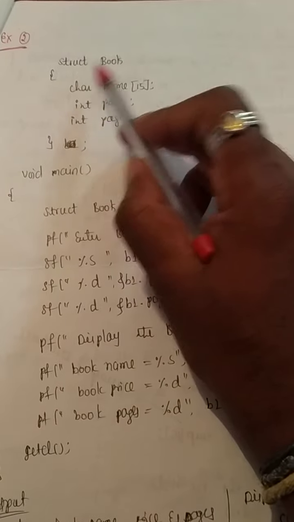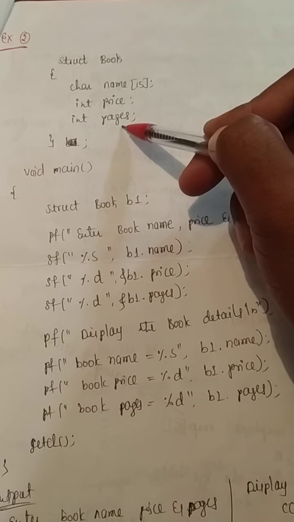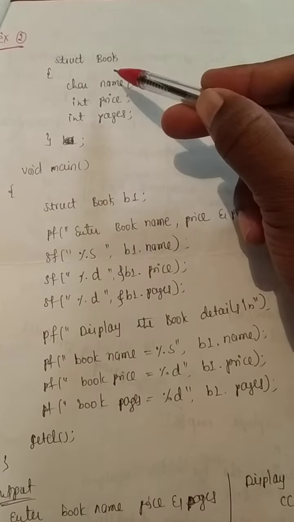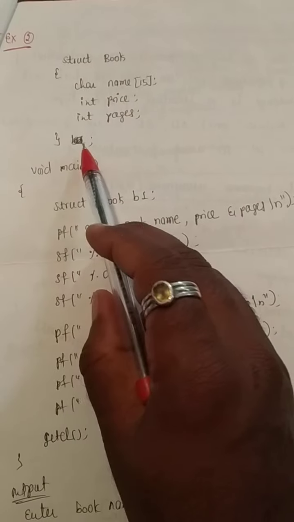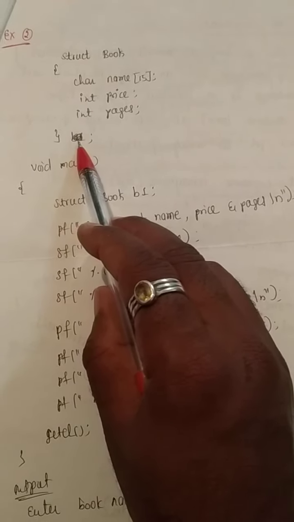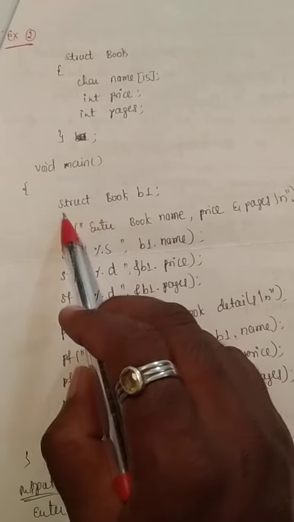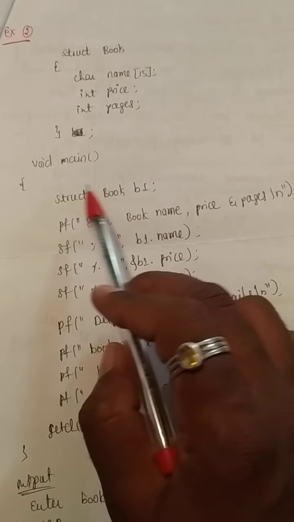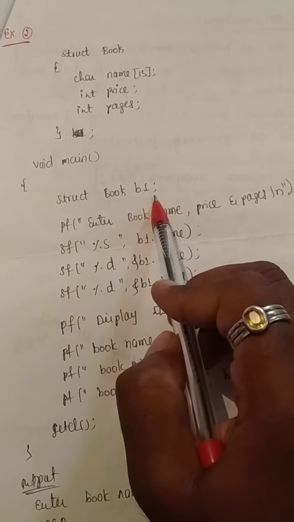Okay. Another example you can see here. I am writing a structure called book. Struct book: book name, then price, and then how many pages it has. I am taking those as three data members: char name, int price, int pages. Then you can observe that I am not initializing any structure variable here. You can initialize here also, not a problem. But I am going to initialize this structure variable inside the main function. See, struct book b1. Struct is the keyword, book is the structure name, b1 is the structure variable.